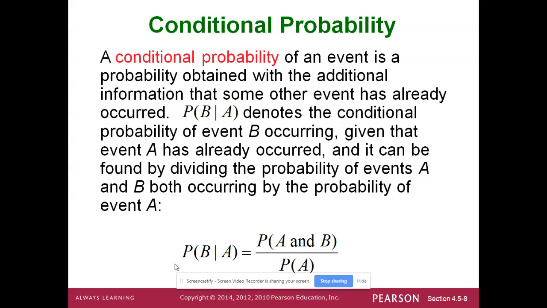Probability of A and B over probability of A is the conditional probability. That's something we need to know. It's the probability of event B occurring given that A has already occurred. That's what that means. It can be found by dividing the product, the probability of events A and B both occurring, by the probability of just event A. Get that formula, that's the key. The conditional probability.